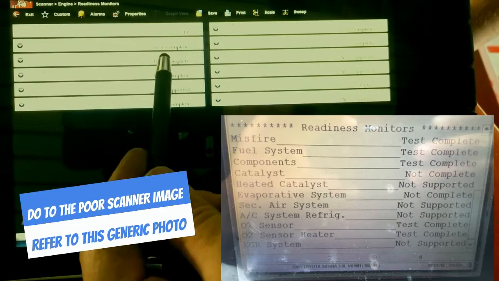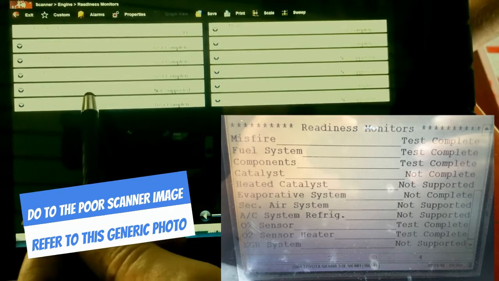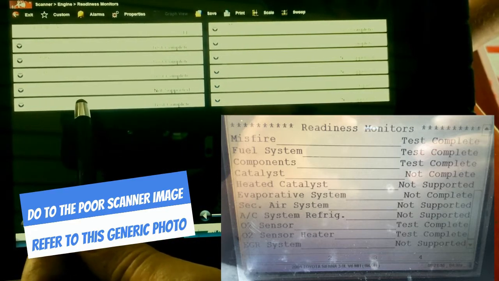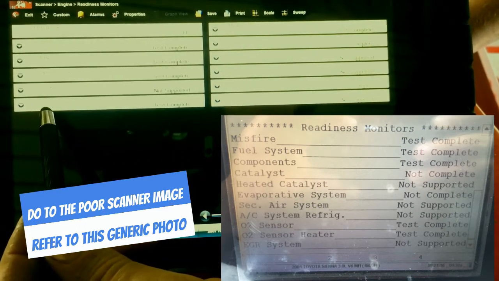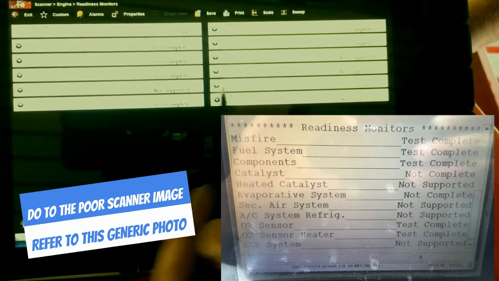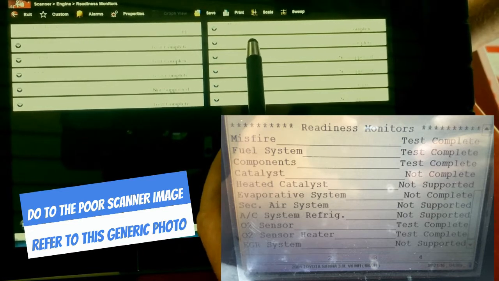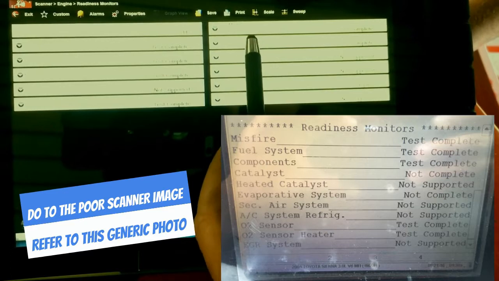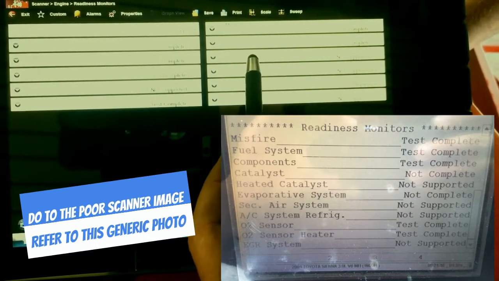So what we're looking for, test complete, not supported, so that's the AC. But look at here, we have an O2 sensor heater circuit that was completed. So all O2 sensors have a heater circuit to get them to 500 degrees, and that one's working good. Misfires, we have no misfires. Components would be like your fuel injectors and your coil packs and just any sensor. So that all passed. And then here's your cat.